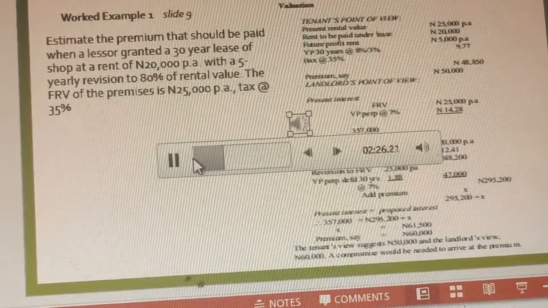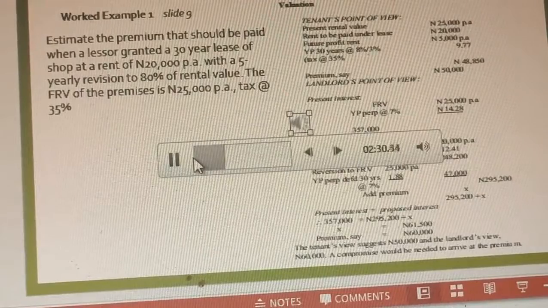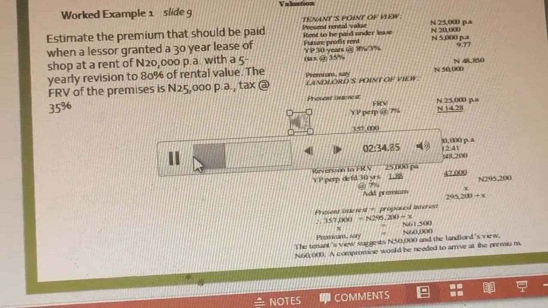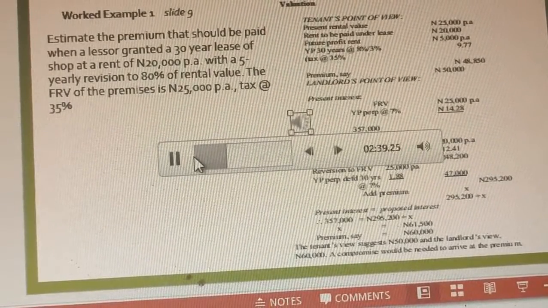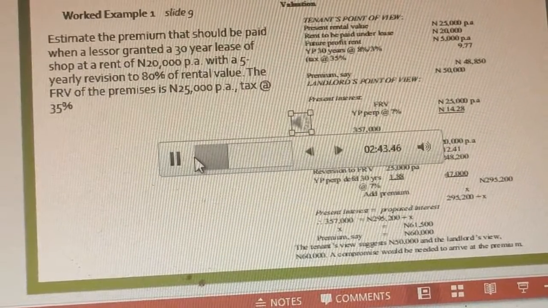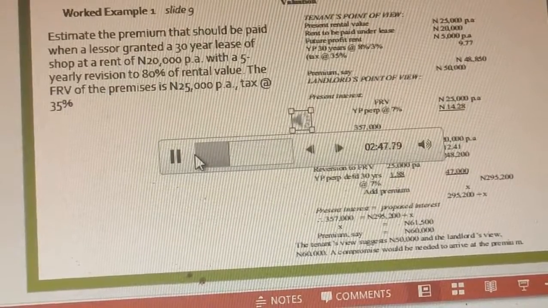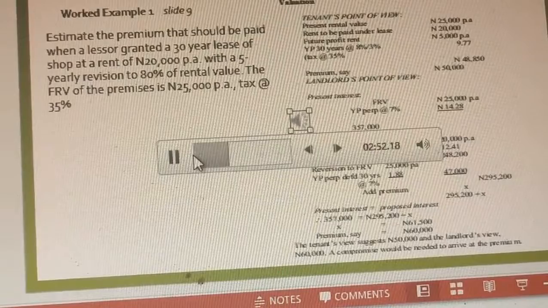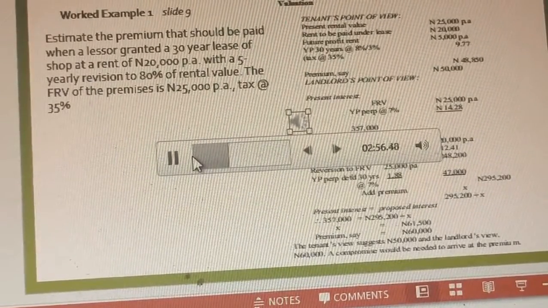The lease is 30 years and it is granted, and the premium is to be paid at the beginning of the lease. So subject to a 5-year revision, that does not really concern you, because what the beginning is of concern to you. So YP 30 years at 8 and 3, or 2.5. Tax had specifically stated that tax must be taken at 35%.